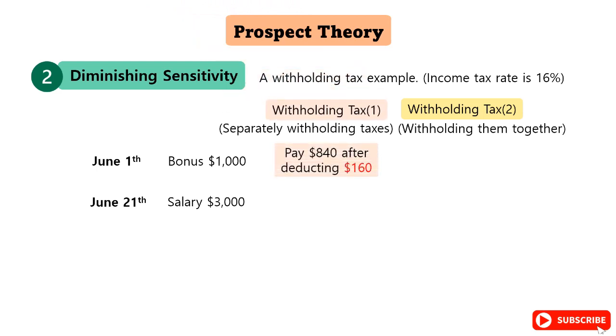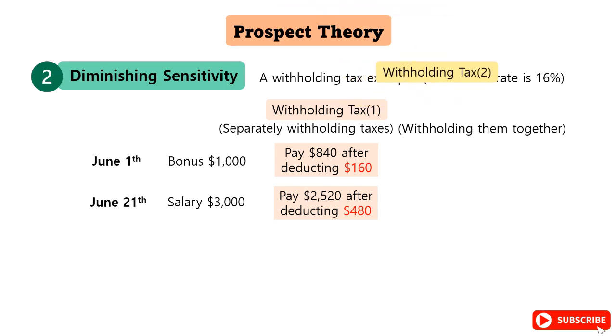The method of separately withholding tax is as follows. When the bonus is paid on June 1st, the bonus payment is $840 after deducting $160 in taxes. And when a monthly salary is paid on June 21st, the monthly salary payment is $2,520 after deducting $480 in taxes.